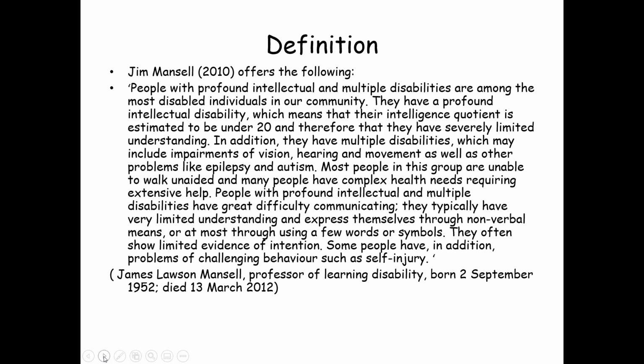He talks about a person having severely limited conditions. They may have multiple disabilities. They will have physical disabilities, autism, epilepsy, sensory impairment, hearing impairment. He then goes on to say people may not be able to walk unaided. They may have complex health needs and require interventions.